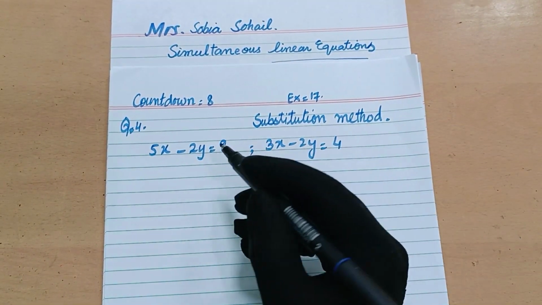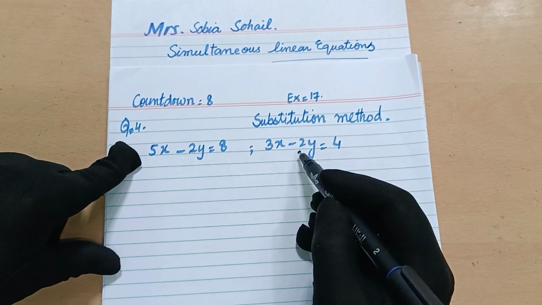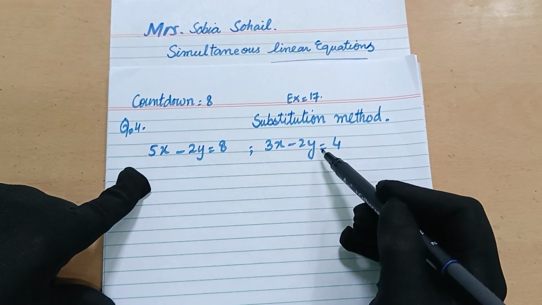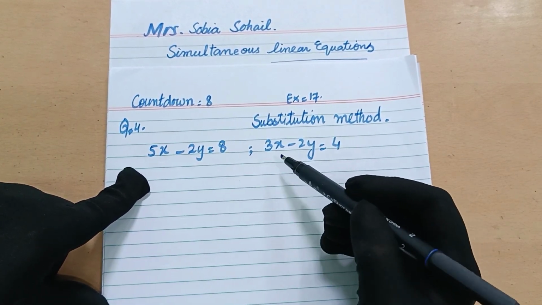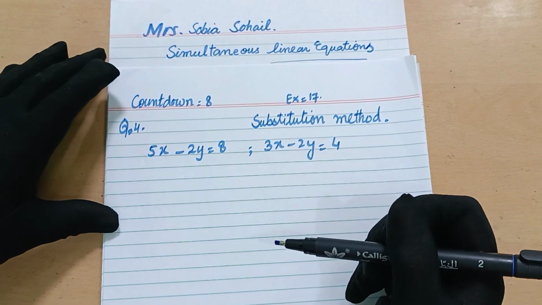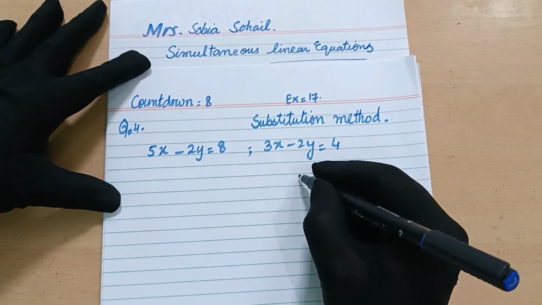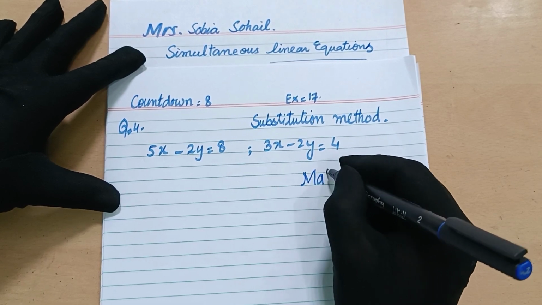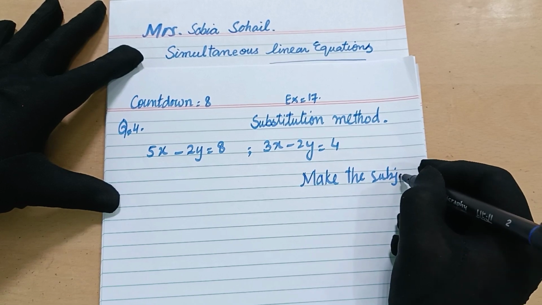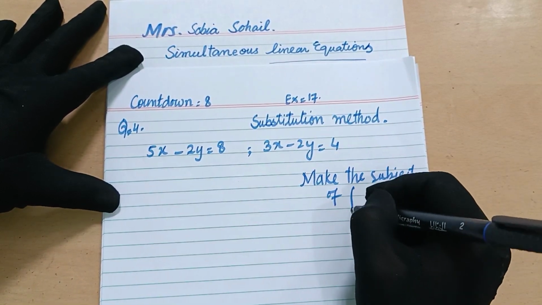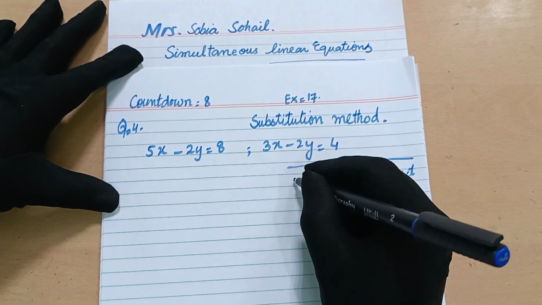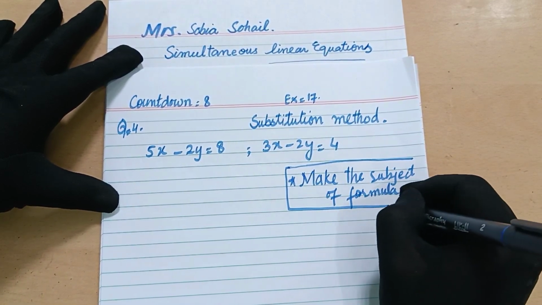Okay, so I suggest that you check both variables, x and y. Whichever variable can be made equal to each other, make that variable the subject of the formula. Making the subject of the formula is the first step. Formula means the same equation. This is the step you have to do.